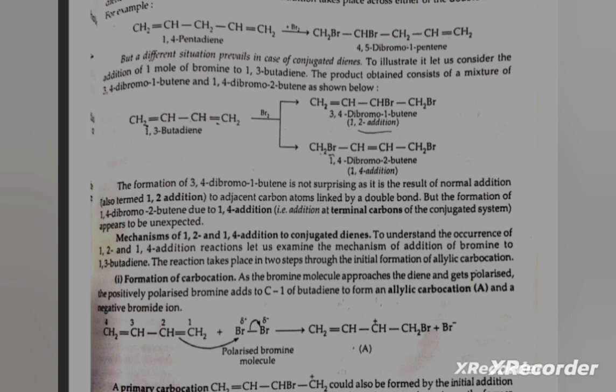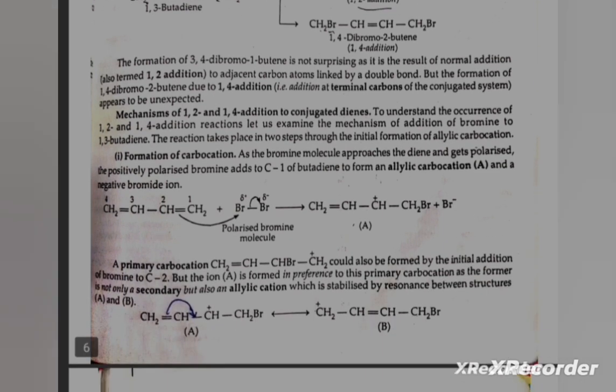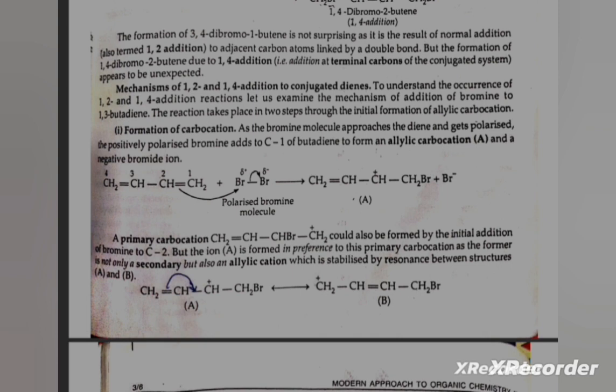To illustrate it, let us consider the addition of 1 mole of bromine to 1,3-butadiene. The product obtained consists of a mixture of 3,4-dibromo-1-butene and 1,4-dibromo-2-butene as shown below. The formation of 3,4-dibromo-1-butene is not surprising as it is the result of normal addition to adjacent carbon atoms linked by a double bond. But the formation of 1,4-dibromo-2-butene due to 1,4 addition appears to be unexpected.